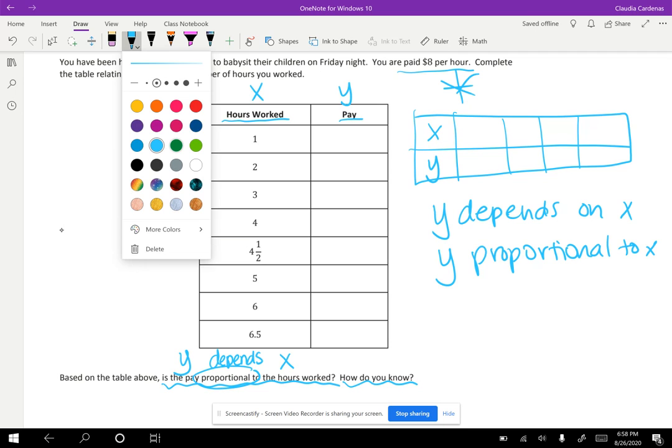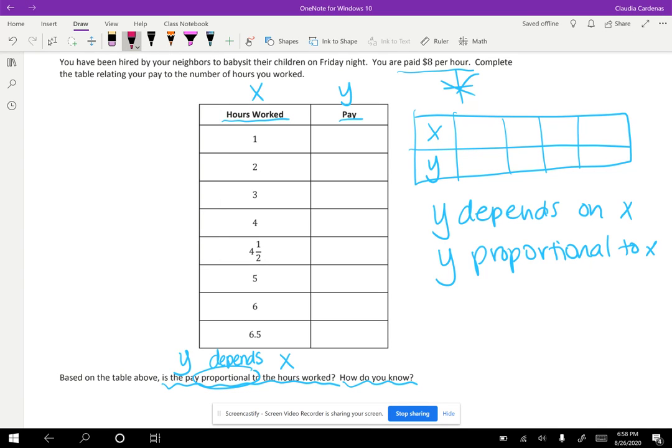Okay, so now that we're going to fill out our table, I know that it told me that if I babysit, I get paid $8 per hour. Well, how many hours is that? It doesn't say a specific number, but I know that that means every hour I'm going to add another $8. So in other words, $8 per 1 hour.